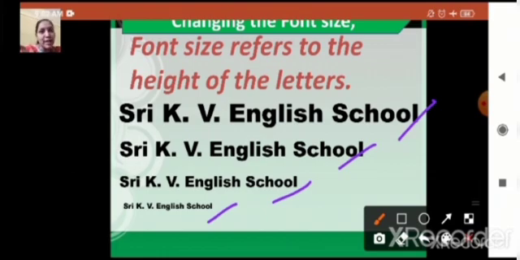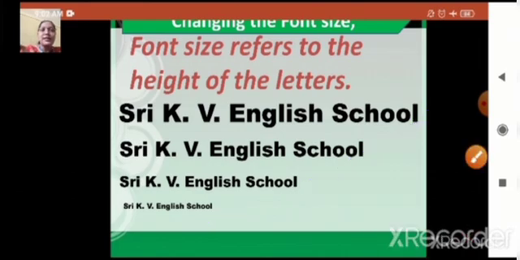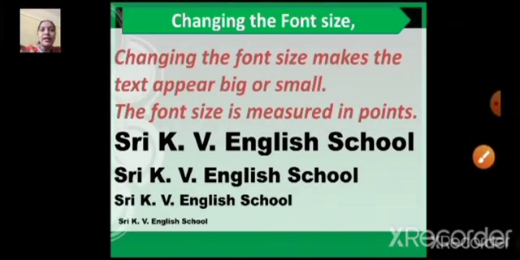After typing, you can do that by selecting the text, or before typing you can select the font size and start typing. This is font size. Changing the font size makes the text appear big or small. The font size is measured in points. So there in the font group you have the font size option. There you have to select the font size in terms of points.